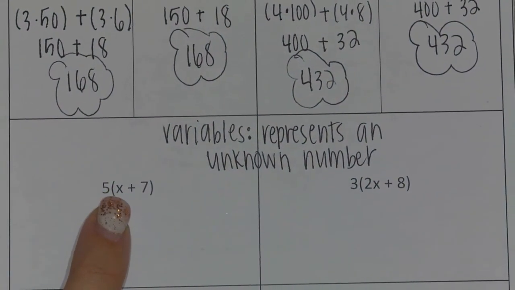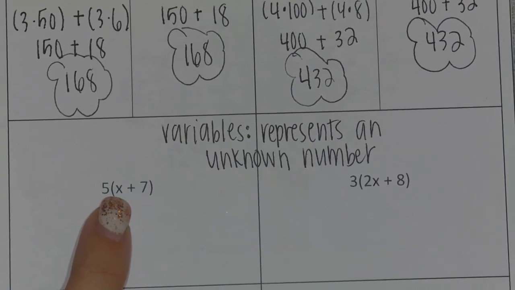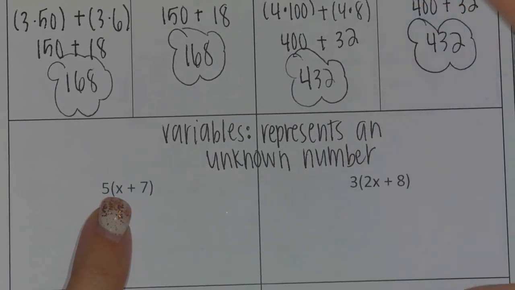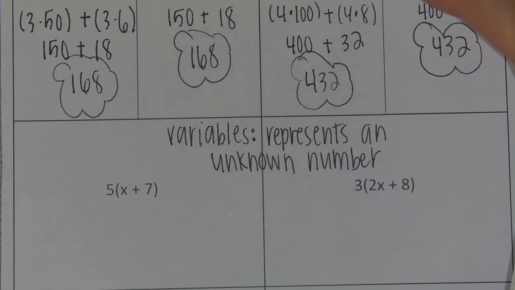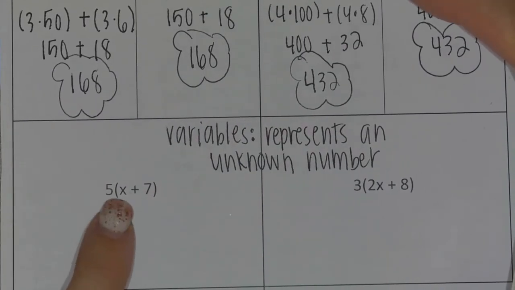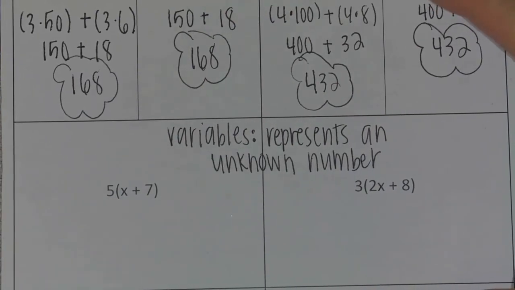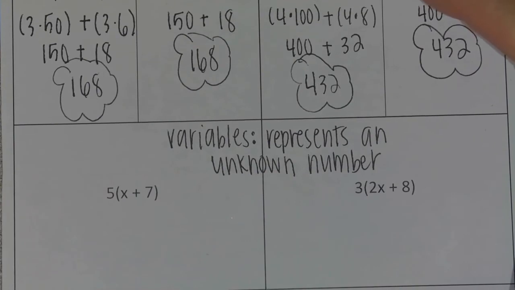So whenever I have a letter or a variable there, it's saying, hey, that letter X can represent any number. Now, later on, we'll learn how to solve for variables and figure out what they actually represent. But for right now, we're not solving anything. We're just saying that X can be any number. X right now could be 10. It could be 24. It's just representing a number that we don't know.